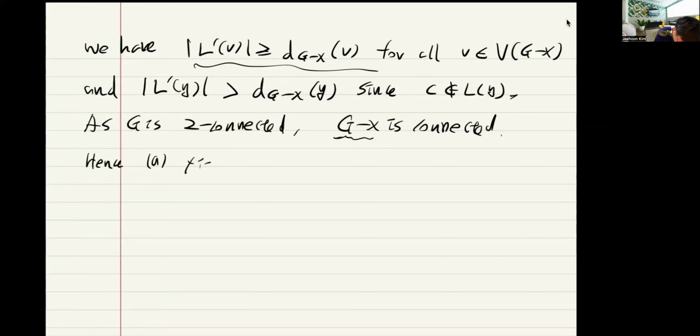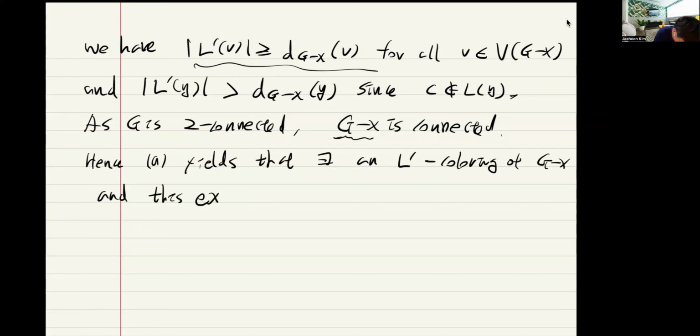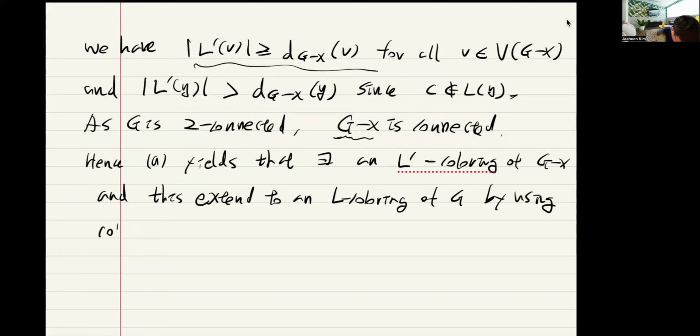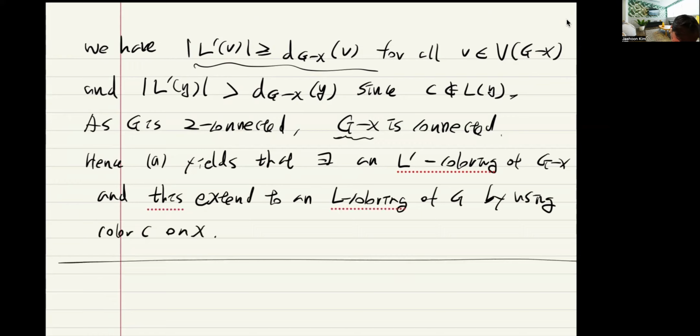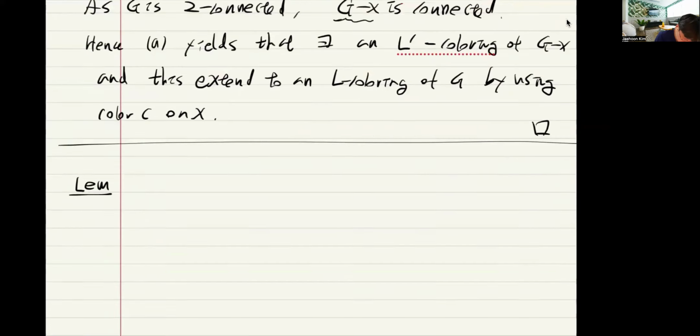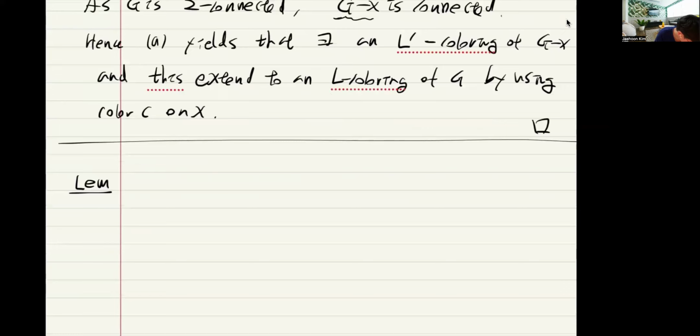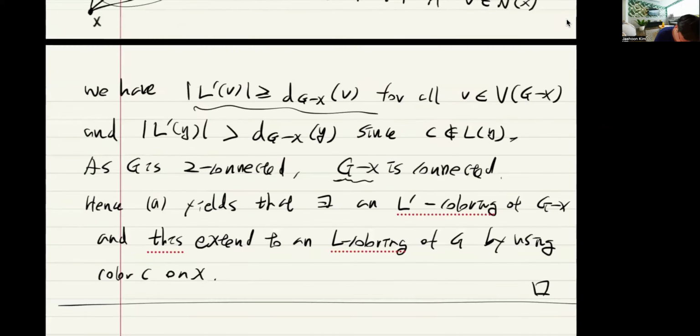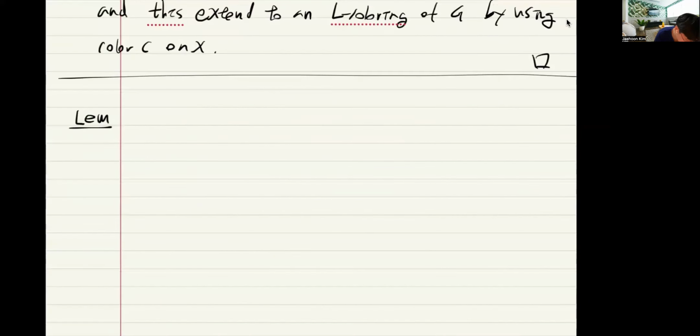And A is that there exists an L prime coloring of G minus X, and this extends by coloring X by C to an L coloring of G by using color C on X. So this provides some lemma, and these two properties will be useful for us to prove this list extension of Brooks' theorem.